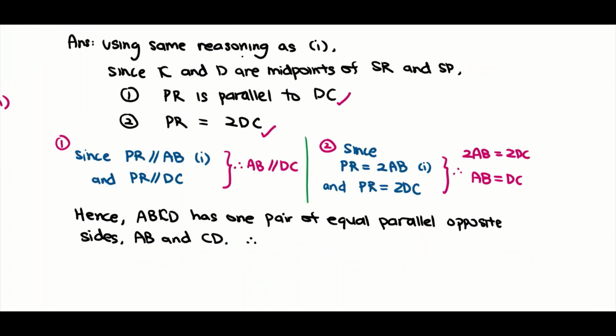So hence, I can show that ABCD has one pair of equal and parallel opposite sides, AB and CD. Thus, ABCD is proven to be a parallelogram.